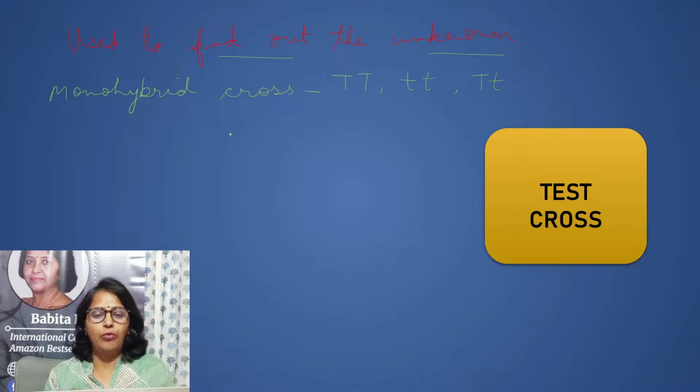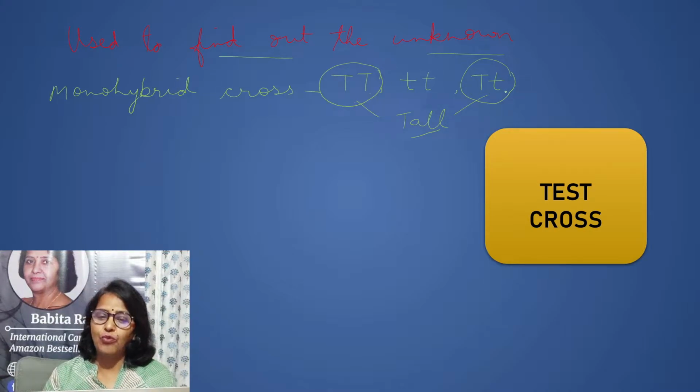If we are given a tall plant, whether it is having capital T gene or capital T small t gene, both of them will represent a phenotypically tall plant. So the plant that we are given, whether it has capital T gene or capital T small t gene, this we can find out with the help of test cross. So what do we do in this case?